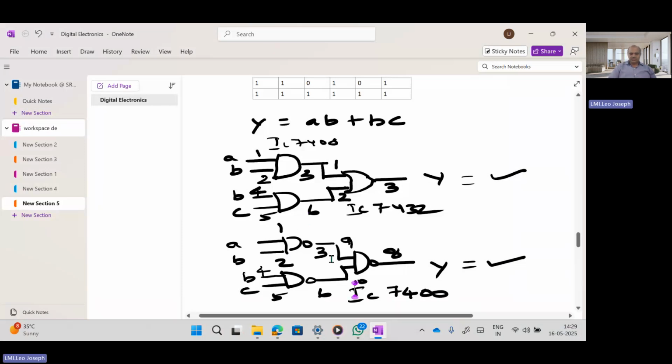So 1, 2, 3 are the inputs directly; 1, 2, and 2 and 4 short. Fifth pin is the direct input. Same thing here: 3 and 9 should be short. 6th and 10th should be short. 8 should be the output.